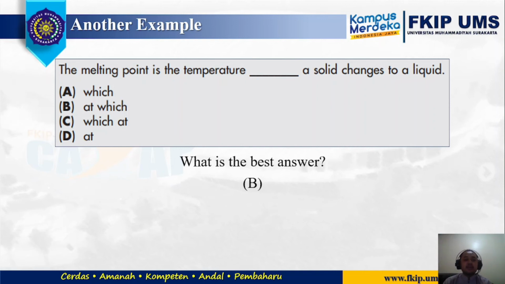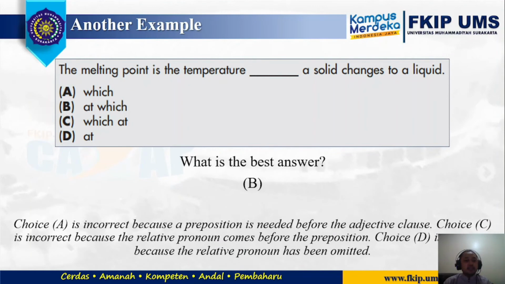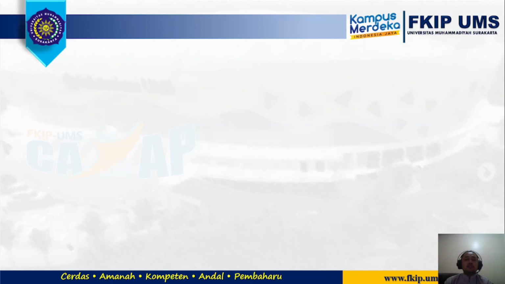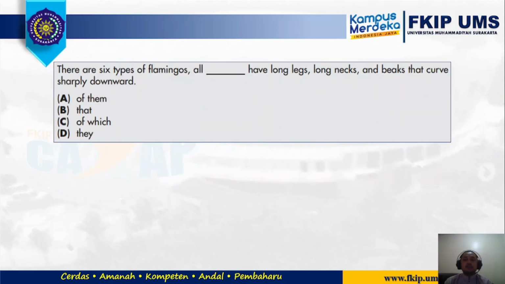Why? There's the explanation here. Choice A is incorrect because a preposition is needed before the adjective clause, while choice C is incorrect because the relative pronoun comes before the preposition. And then choice D is incorrect because the relative pronoun has been omitted. So that's why the best answer for this example must be B. Okay, at which, so basically the sentence should be: the melting point is the temperature at which a solid changes to a liquid.